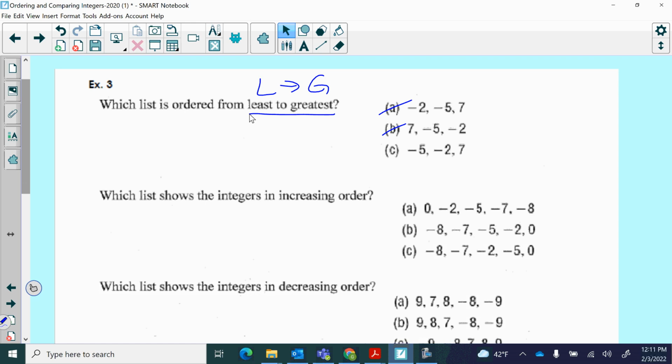-5, -2, -7, did each one get bigger? Yes, answer C. This one, increasing. Increasing means what? Getting bigger. So it's the same as saying least to greatest, because it's getting bigger. If I go from 0 to -2, is that getting bigger? No. If I go -8 to -7, is that getting bigger? To -5? Yeah. To -2? To 0? Yes. That one is B.